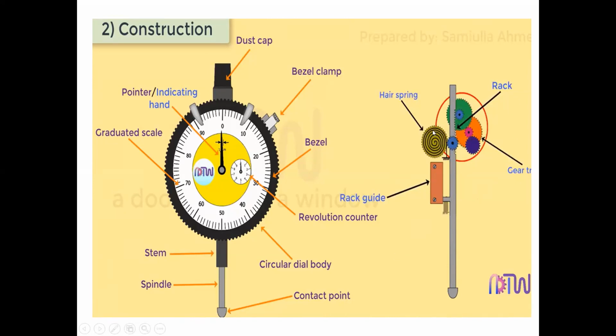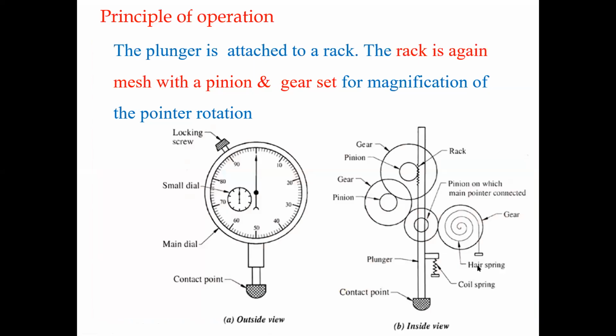Here, rack, gear train, hairspring, and rack guide is there. We'll see the complete working of a dial indicator on the next slide. Principle of operation. The complete dial indicator works on a rack and pinion arrangement.